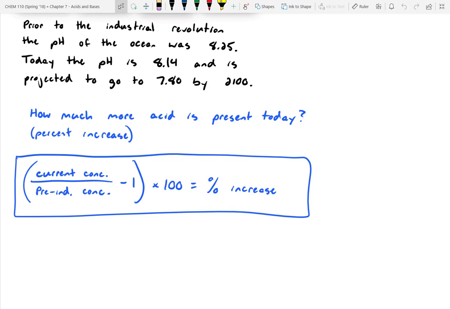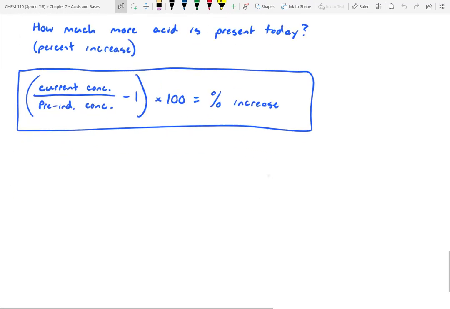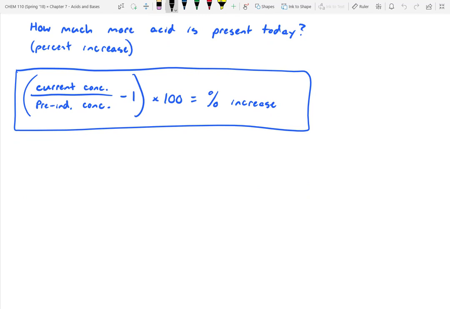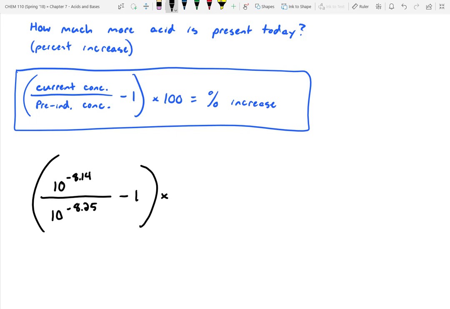Want to try it as a class? All right, so let's do this as a class. So the current concentration, we can find that out because we know the pH. So the current concentration, we know would be 10 to the negative pH, which would be 10 to the negative 8.14, divided by the pre-industrial concentration, which would be 10 to the negative pH, or 10 to the negative 8.25, minus 1, times 100.